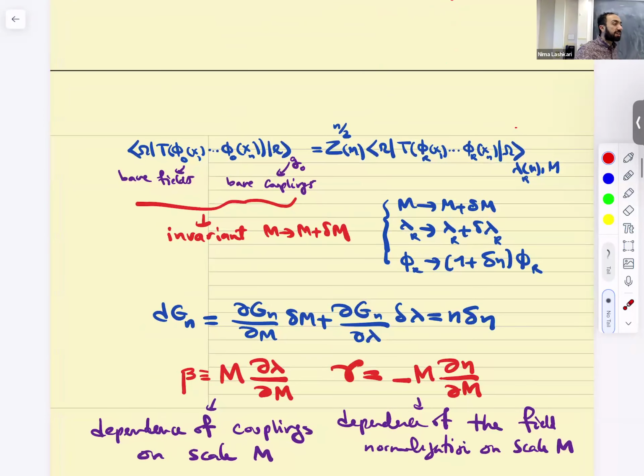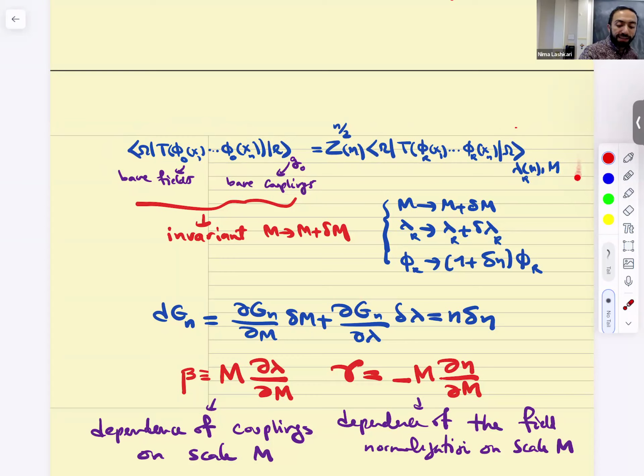Now, this is the equation I started with last time. The left-hand side is the n-point function for bare fields, calculated using bare couplings. There's no m dependence on this side at all. On the right-hand side, you have Z of m to the power of n over 2, the connected correlator of renormalized fields for lambda of r of m and n. Good?